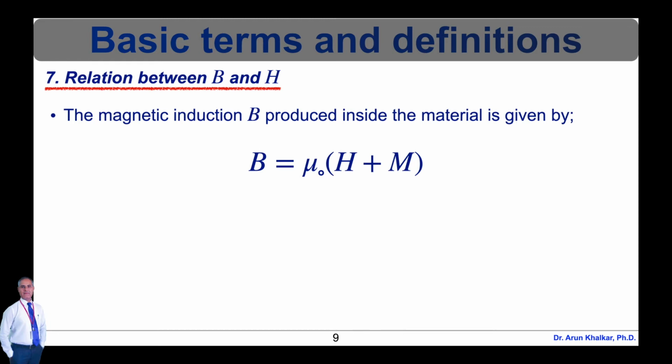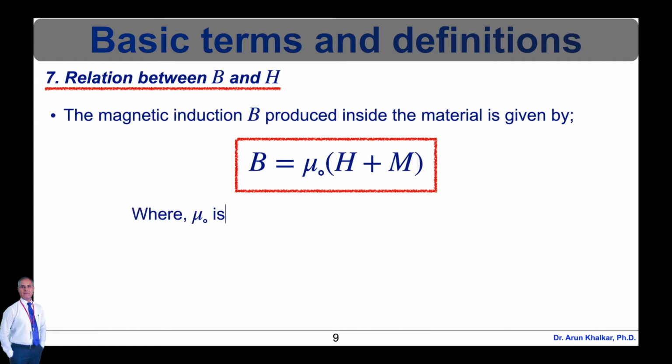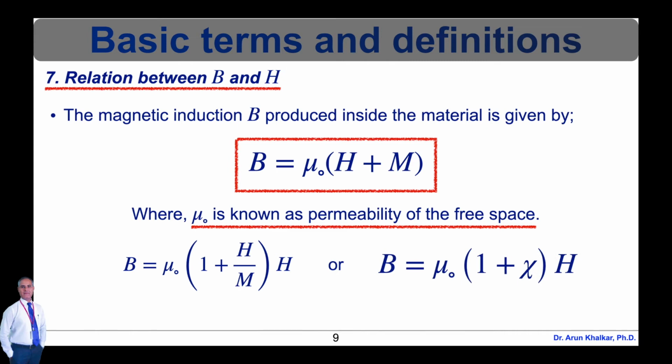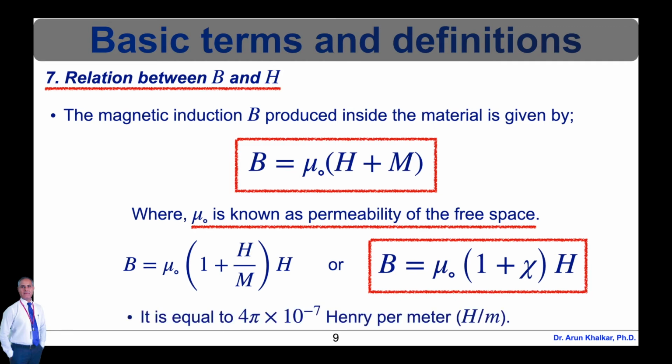So in this equation, mu naught is known as the permeability of free space. Therefore, in this equation we can write B is equal to mu naught in bracket 1 plus H upon M bracket complete into H, or simply we can write B is equal to mu naught in bracket 1 plus Xi bracket complete into H. It is equal to 4 pi into 10 raised to minus 7 Henry per meter. So this is the relation between B and H, that is the magnetic induction and the magnetizing field.